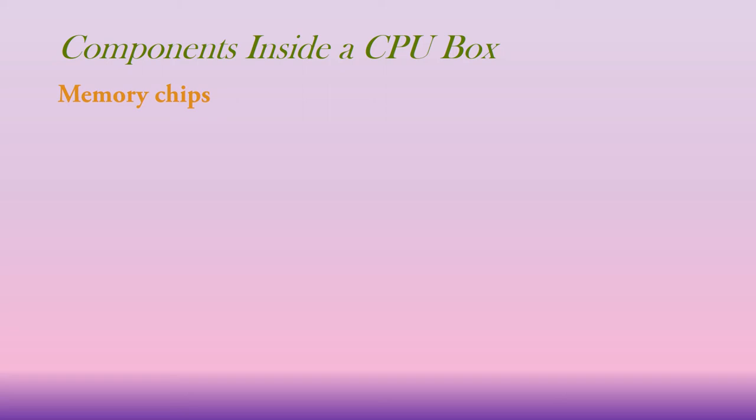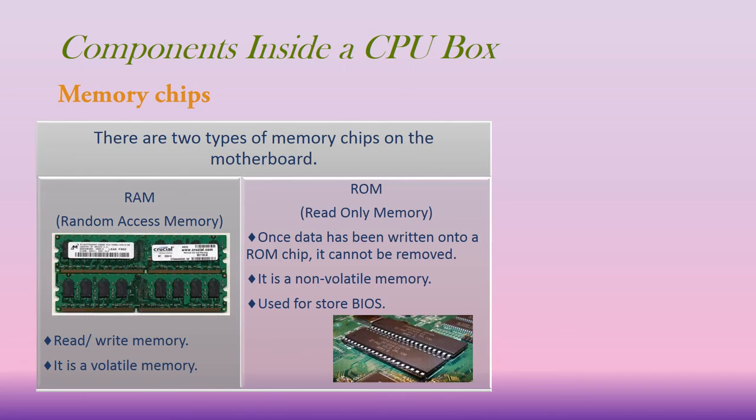Memory chips. There are two types of memory chips on the motherboard. RAM, random access memory. This is the read and write memory. When we switch on the computer, it loads the operating system into the RAM. After that, when we open any program, that program is also loaded into the RAM. And this is a volatile memory.